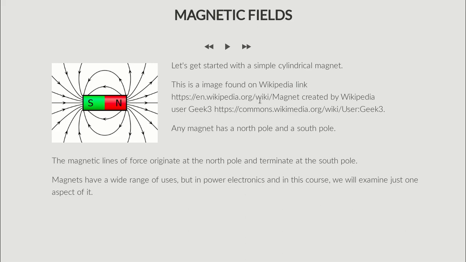You see that there is a north pole and a south pole. This is the case with almost any magnet. The poles always appear in pairs. You cannot just have one magnetic pole. This is the case also in electrical engineering.